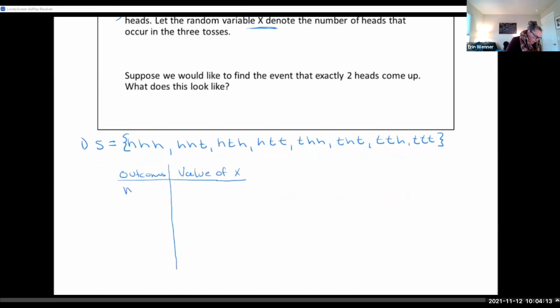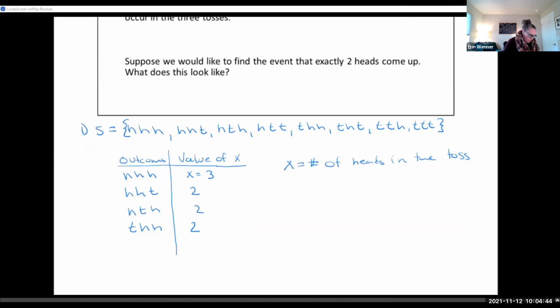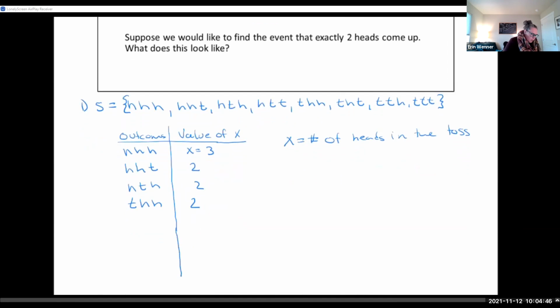For the outcome heads, heads, heads, we are going to have X equals 3 because there are 3 heads. Again, X equals the number of heads in the toss. For the outcome heads, heads, tail, there are 2 heads. For the outcome heads, tail, heads, again, there are 2 heads. And for the outcome tail, heads, heads, again, there are 2 heads.